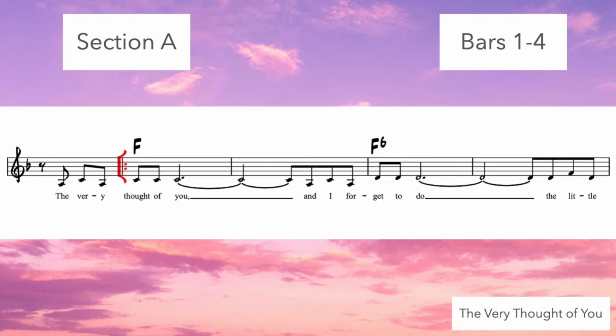So let's start singing. The first line that we're going to learn is "The very thought of you, and I forget to do." Let's play it in time. We start on an A3 and we jump to a third on the C.